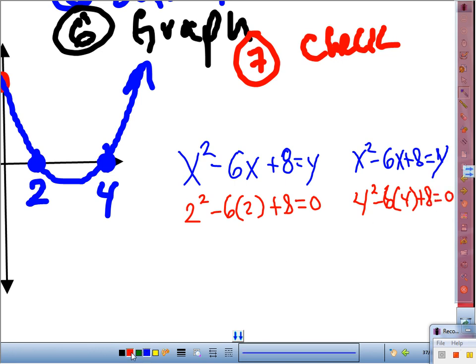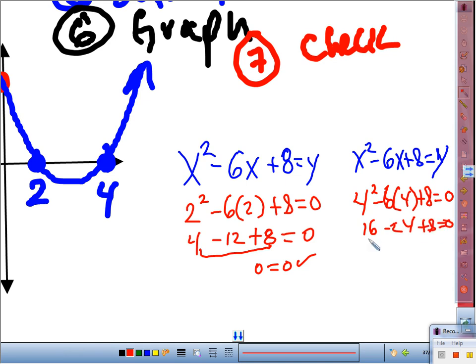Let's see if it's true. What is 2 squared? 4. Negative 6 times 2, that's negative 12 plus 8 equals 0. Combine like terms. What is 4 plus 8? Minus 12 is 0 equal to 0? Yes. 4 squared is 16. What is negative 6 times 4? Negative 24. Bring down the 8 equal to 0. Combine like terms. What is 16 plus 8? Minus 24. 0 equals 0. And that is true. And that's how we check.